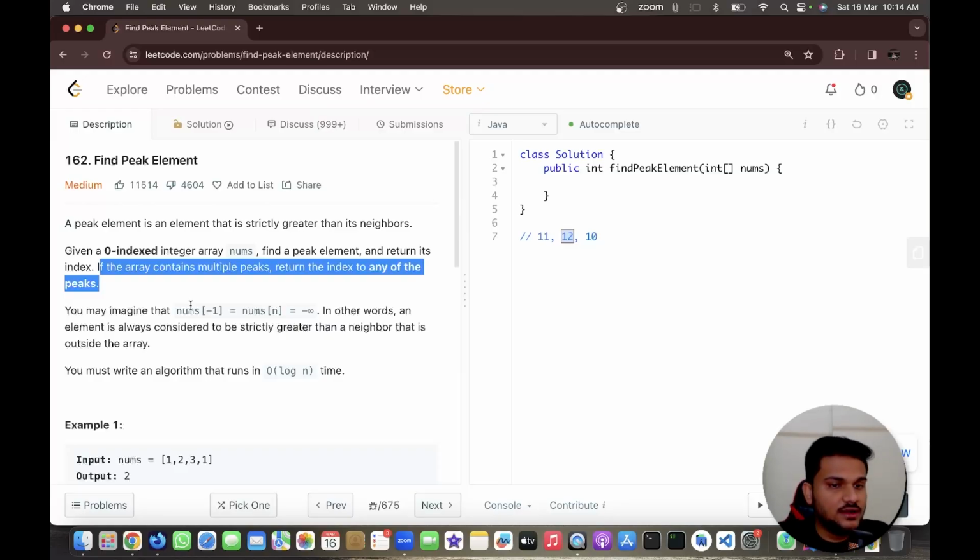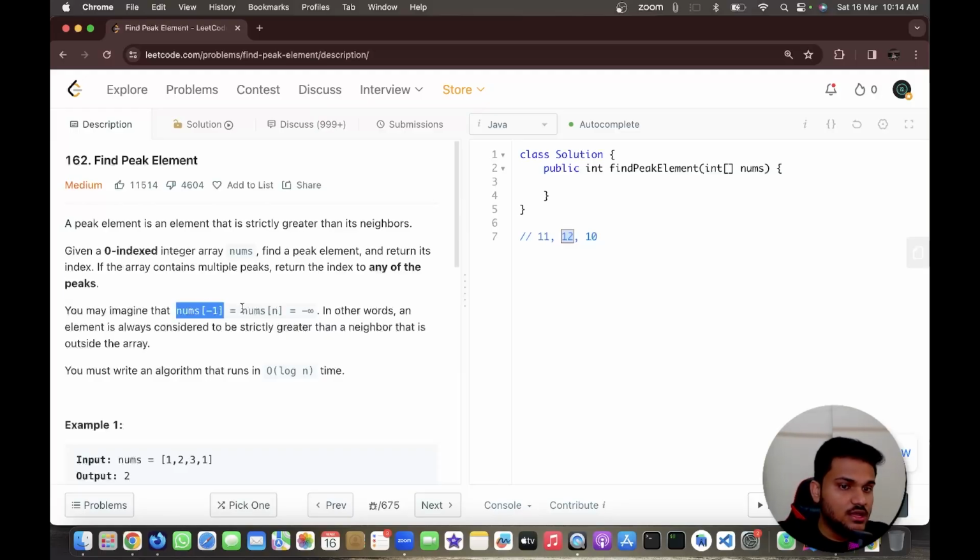You may imagine that nums[-1] = nums[n] = minus infinity. That is, generally you have indexes from 0 to n minus 1, because in an n length array, you have indexes from 0 to n minus 1. Now what they actually tell you is that, for example, let's say you have a case like this: 1, 2, 3, 4, 5. Okay.